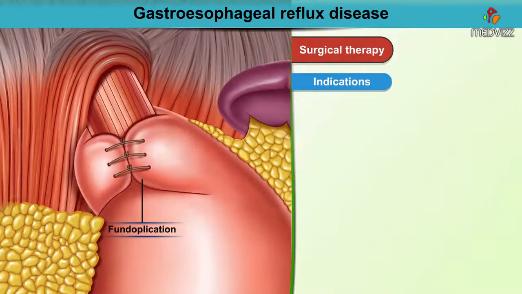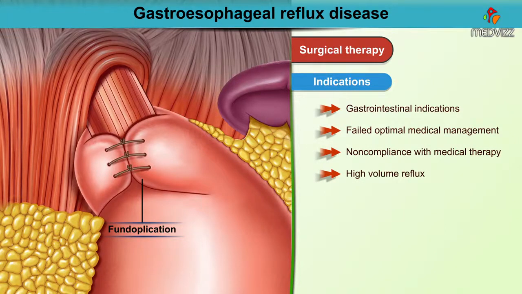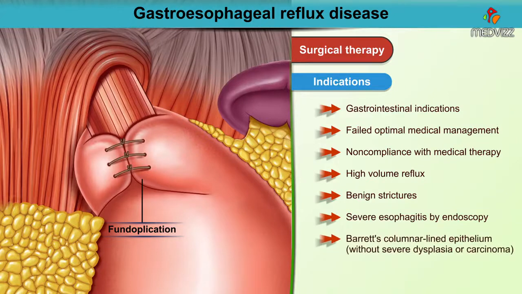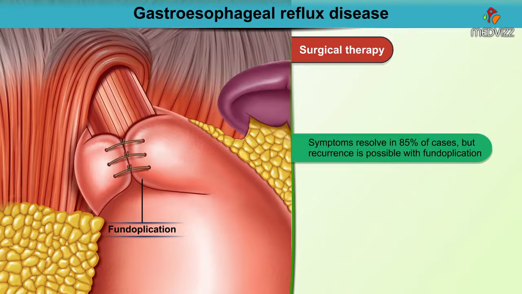Indications for surgical therapy. There are several indications for surgery in the patient with GERD, like gastrointestinal indications, failed optimal medical management, non-compliance with medical therapy, high-volume reflux, benign strictures, severe esophagitis by endoscopy, and Barrett's columnar-lined epithelium without severe dysplasia or carcinoma. Symptoms usually resolve in 85% of the cases, but recurrence is quite possible with fundoplication.